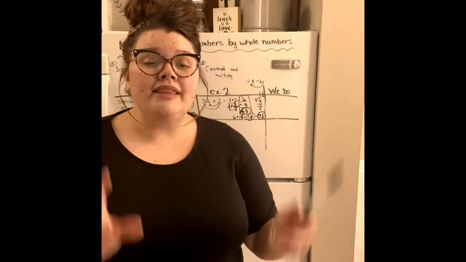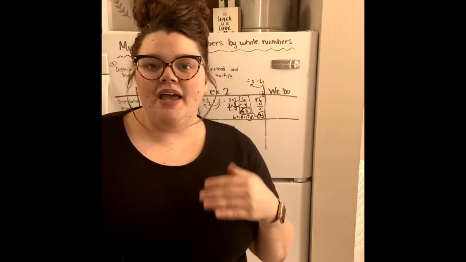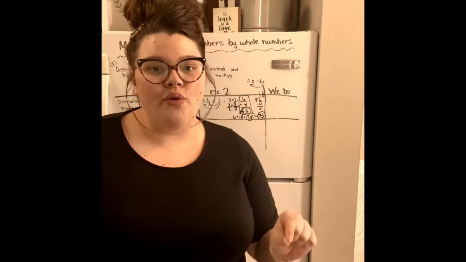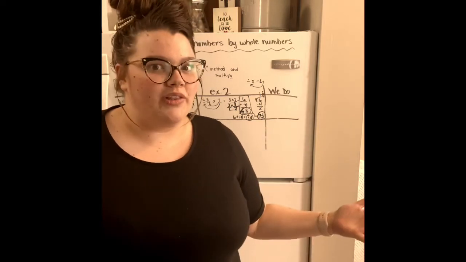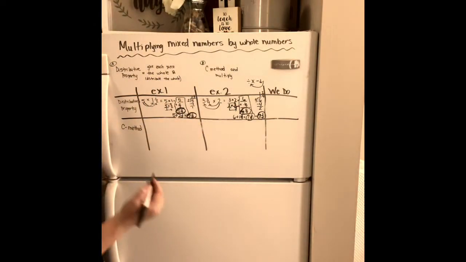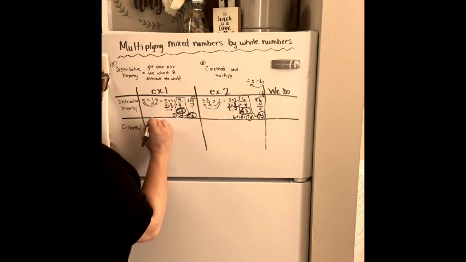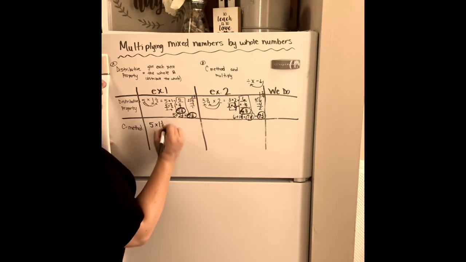All right, let's take a look at these same exact problems, but this time instead of using the distributive property, we're going to use the C method, what we learned last episode. All right, so let's go back to that original problem. 5 times 1 and 1/2.